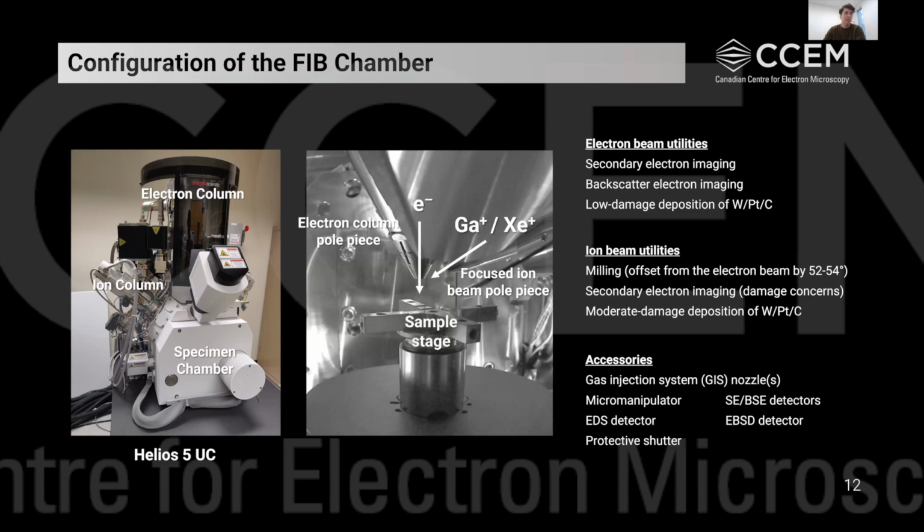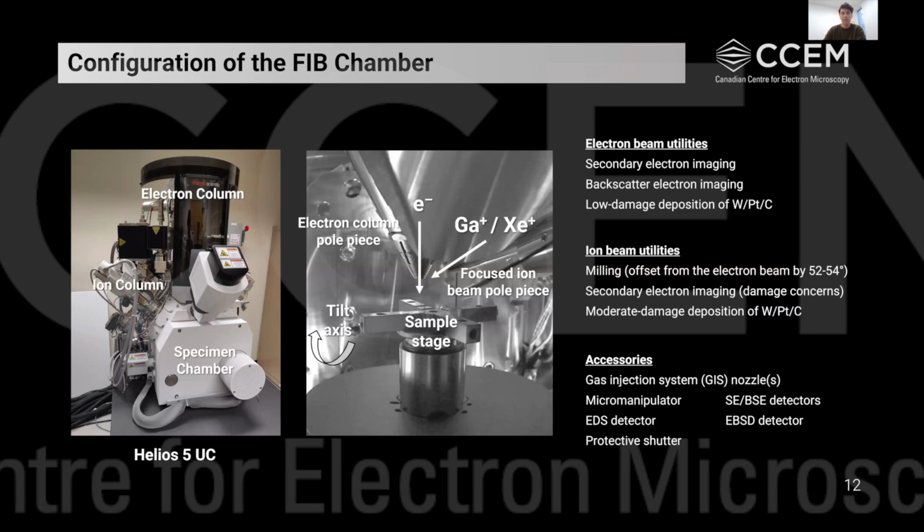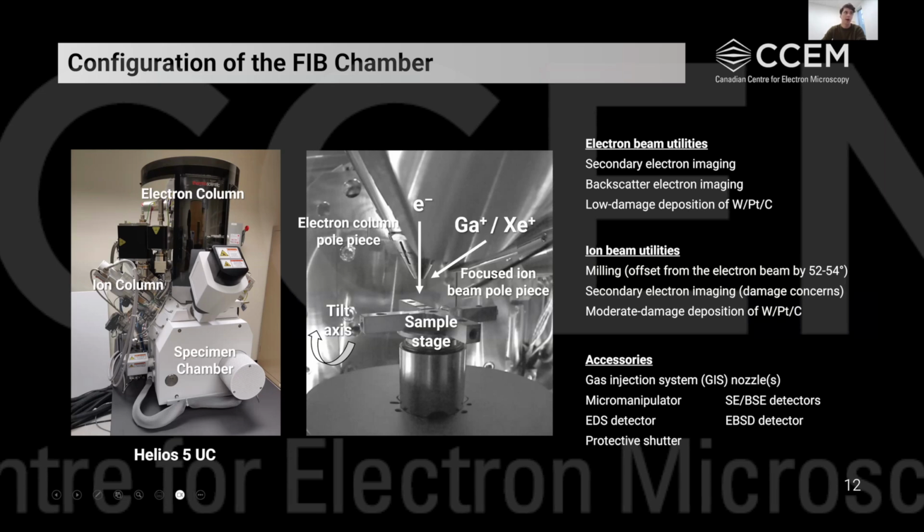We have our sample stage where the sample is going to be resting. And then we have our tilt axis. So we can rock back and forth from a milling position to an imaging position, and so on and so forth, back and forth until we're happy with our run.